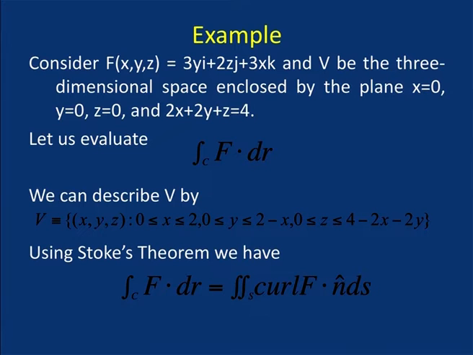This forms a tetrahedron. Let us suppose this function is defined on the tetrahedron and we take the projection of the plane on the xy plane, that is the z equal to 0 plane. Therefore, n cap becomes the positive direction of the z axis, that is n cap is equal to k.